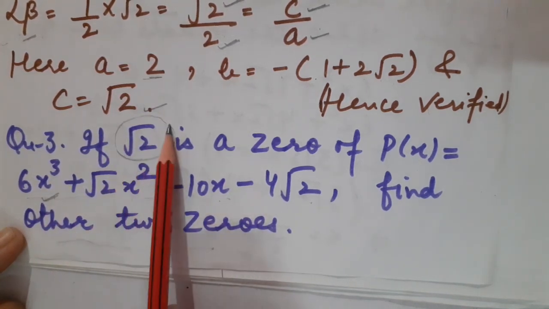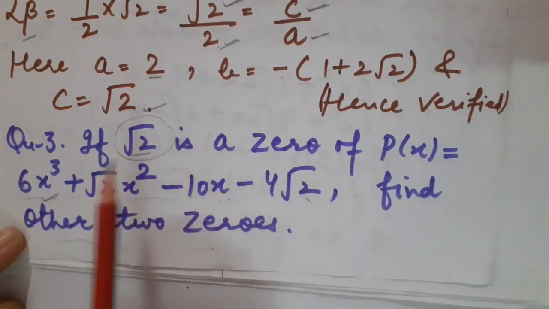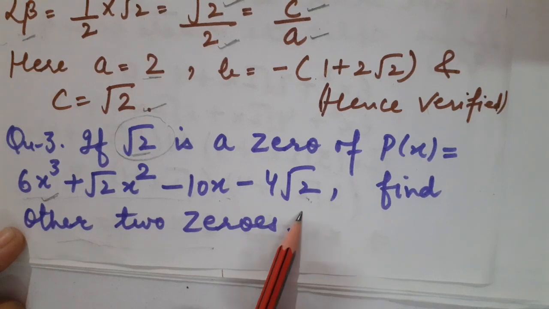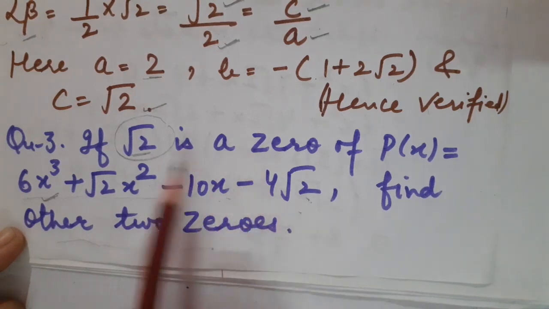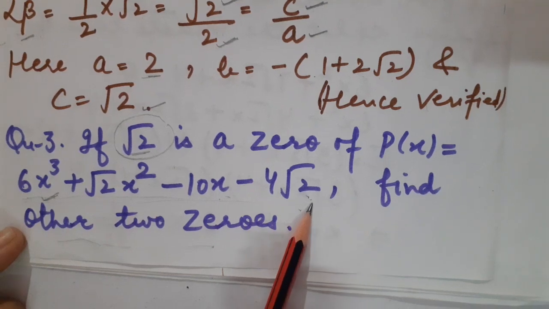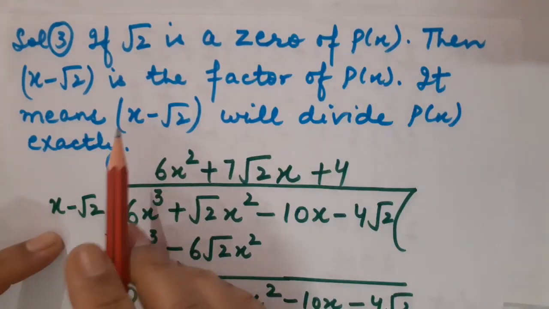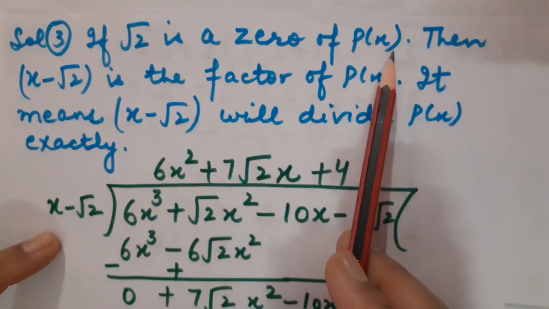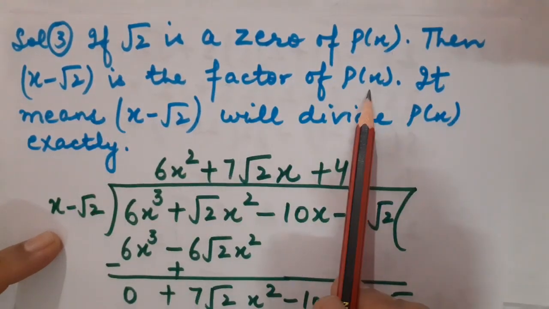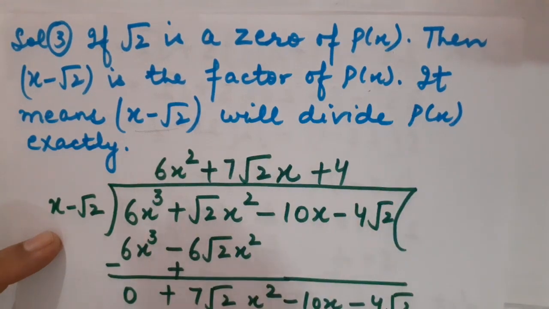So if root 2 is a zero of this px, then can I say that x minus root 2 is a factor of this cubic polynomial? If x minus root 2 is a factor, then definitely this complete polynomial will be divisible exactly by x minus root 2. So let us start doing the solution of this question. Here root 2 is a zero of px, so x minus root 2 is a factor of px. It means x minus root 2 will divide px exactly.